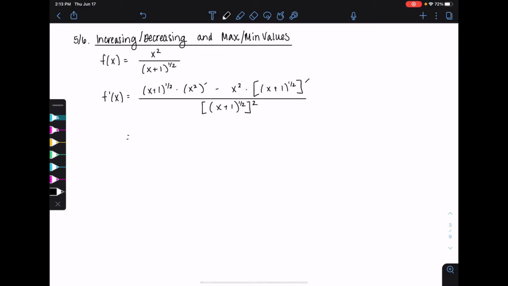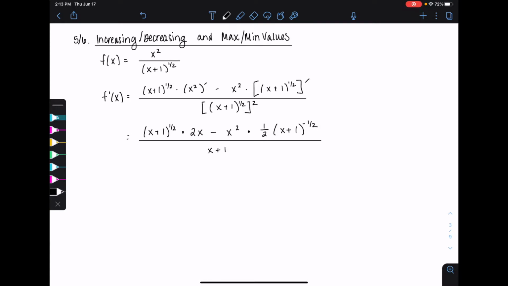So the derivative of x squared is going to be 2x. The derivative of this thing is we bring that power down, we decrease it by 1, so our new exponent's going to be negative 1/2. And then technically you should say by chain rule, the derivative of the inside is 1. But I'm going to ignore that for now since we know it's just 1. And then luckily in the bottom, we're just going to get x plus 1 because that square and square root are going to cancel. Okay.